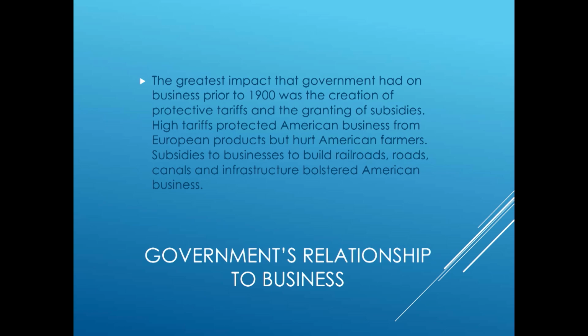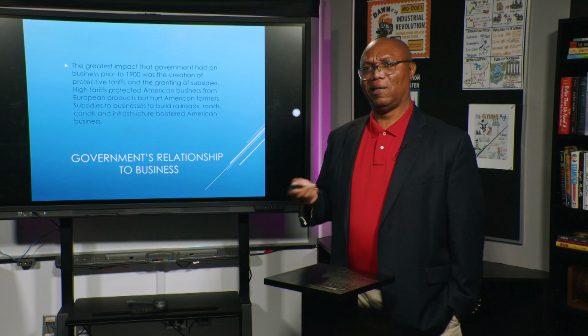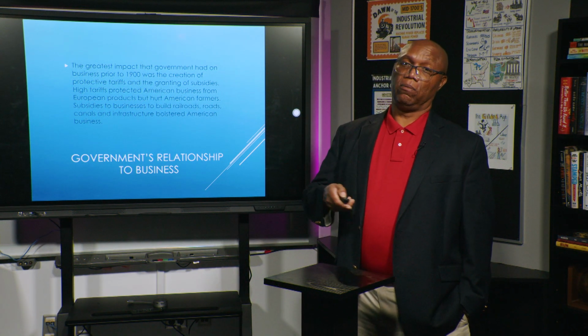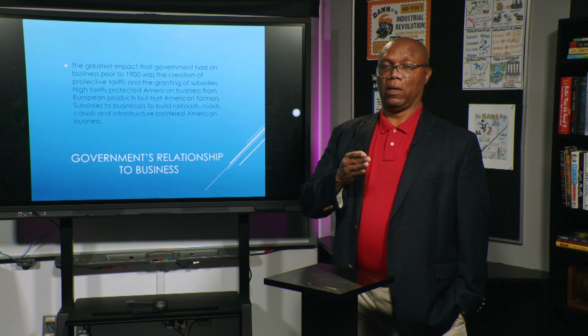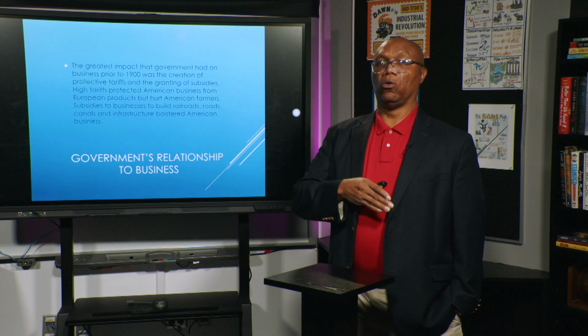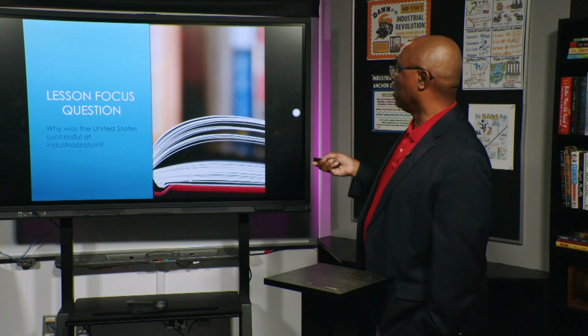The greatest impact that the government had on business prior to 1900 was the creation of protective tariffs and the granting of subsidies. High tariffs protected American business from European products, but hurt American farmers. Subsidies to businesses through railroads, roads, canals, and infrastructure bolstered American business. What we're going to find is that in the late 1800s, the United States government is going to do more to support business and less to support the American farmer. And that's going to be one of those indications that we go from an agrarian society to a more industrialized society.